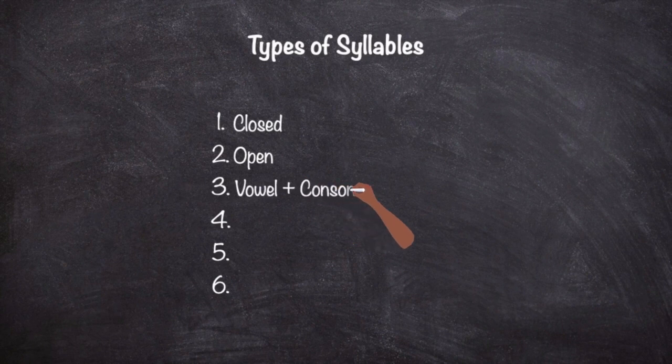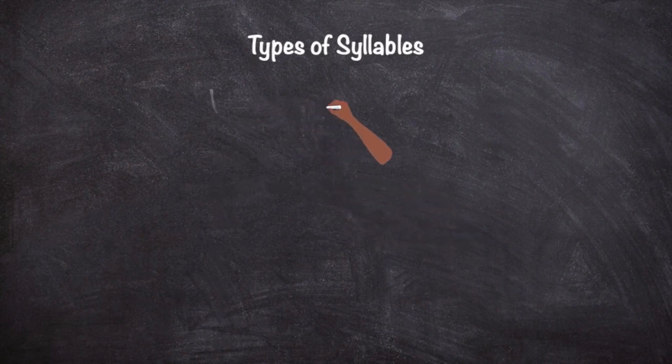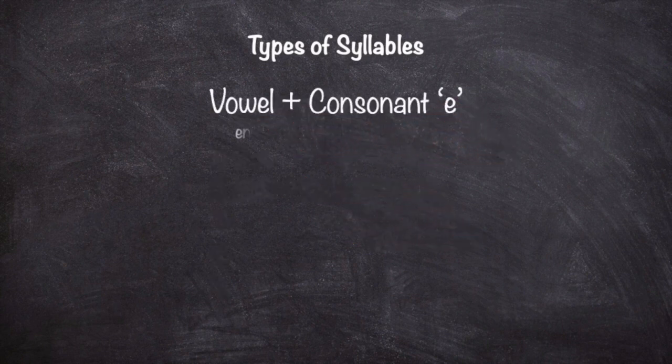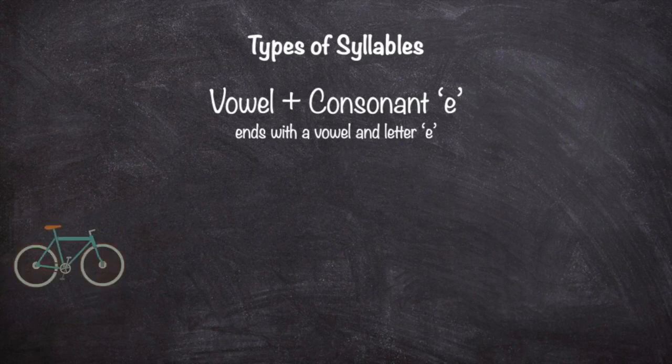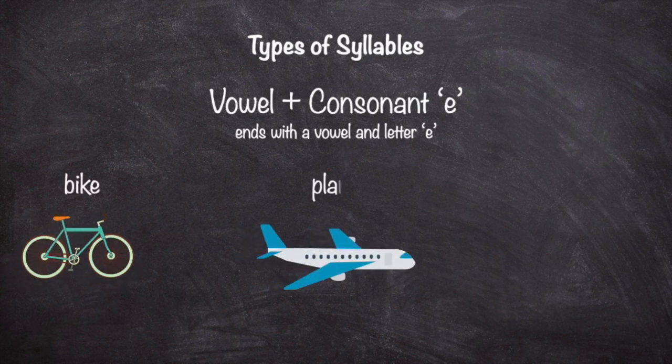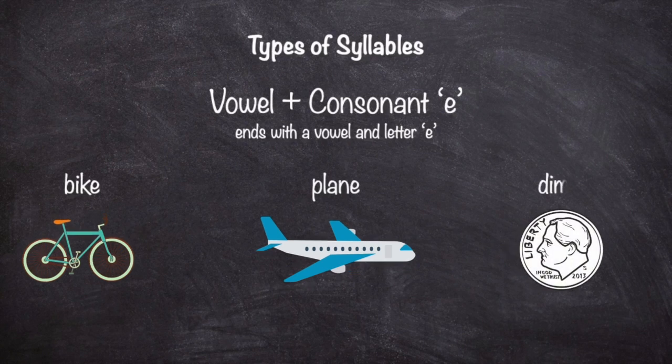The next type of syllable is the vowel consonant E at the end of the word. Some examples of vowel consonant E syllables are bike, plane, and dime.